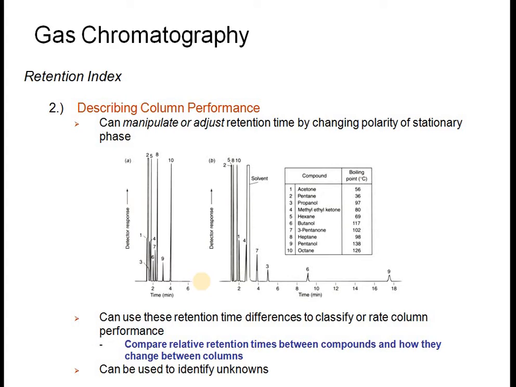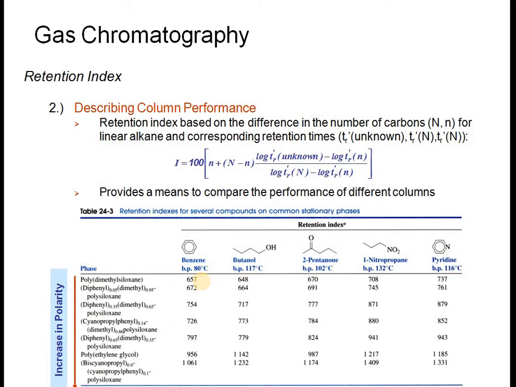The second factor is similarity in polarity between the compound and the stationary phase. Retention index, describing column performance. You can manipulate or adjust retention time by changing the polarity of the solute and stationary phase. You can use these retention time differences to classify or rate column performance. Compare relative retention times between compounds and how they change between columns. This can be used to identify unknowns.